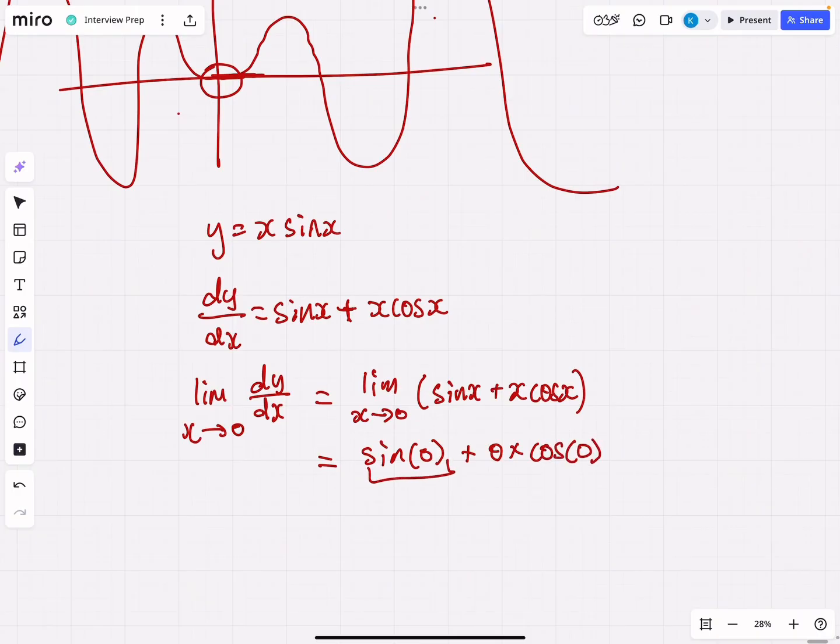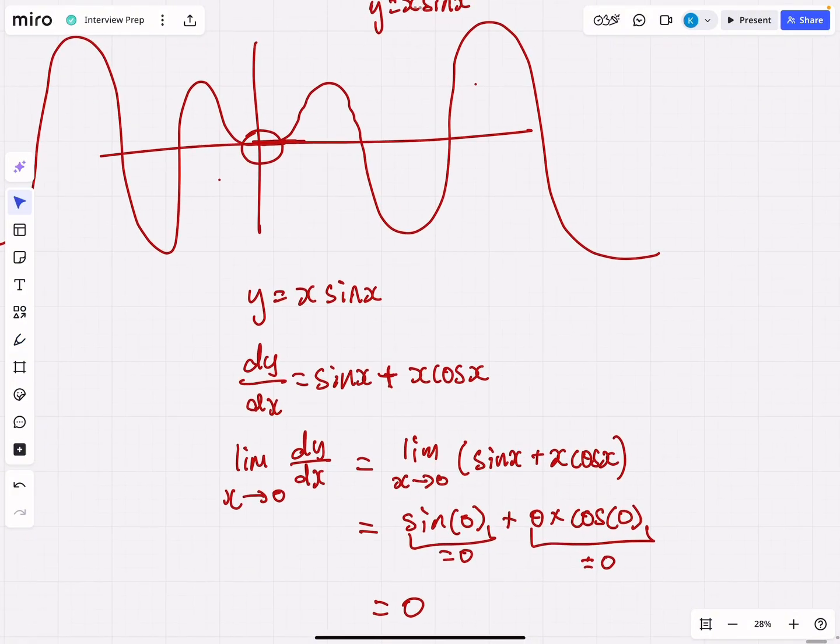Sine of 0 is 0. Cosine of 0 is 1. 0 multiplied by 1 is 0. And so we have 0. That's interesting. Does that check out? Yes, it does. Because what it's saying is that as you approach 0, at least from the positive direction, and it will be the same because we have an even function here, our gradient is tending to 0. And that's why our function approaches 0 from that angle.